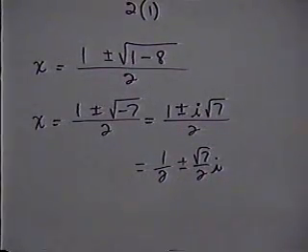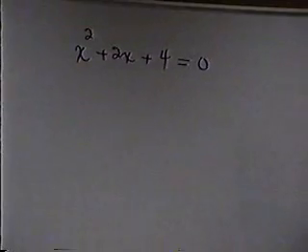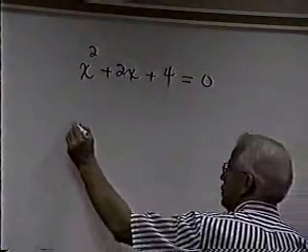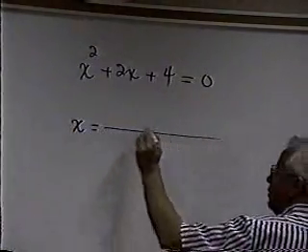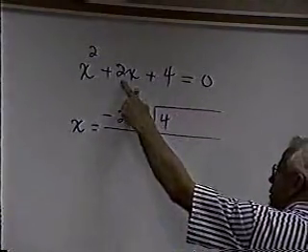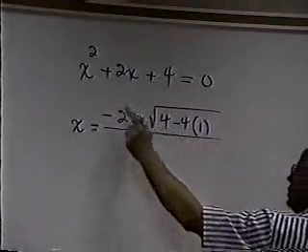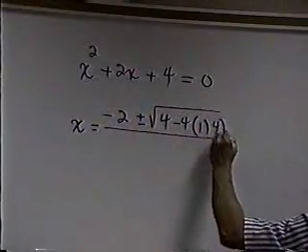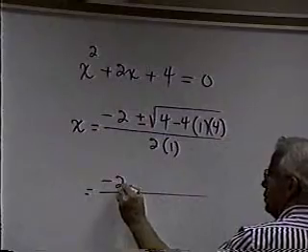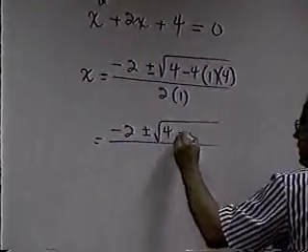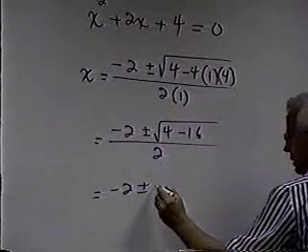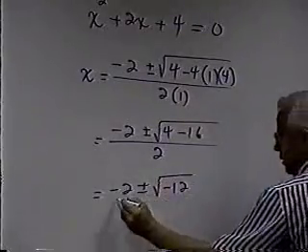All right, let's look at the last example now. Here we have an equation, x squared plus 2x plus 4 equals 0. We want to solve for x using the quadratic formula. It would be x equals minus 2, plus or minus the square root of the b part squared, 4, minus 4 times a, which is 1, times c, which is 4, all over 2 times a. So we get minus 2 plus or minus the square root of 4 minus 16, all divided by 2. So this is minus 2 plus or minus the square root of minus 12, all over 2.